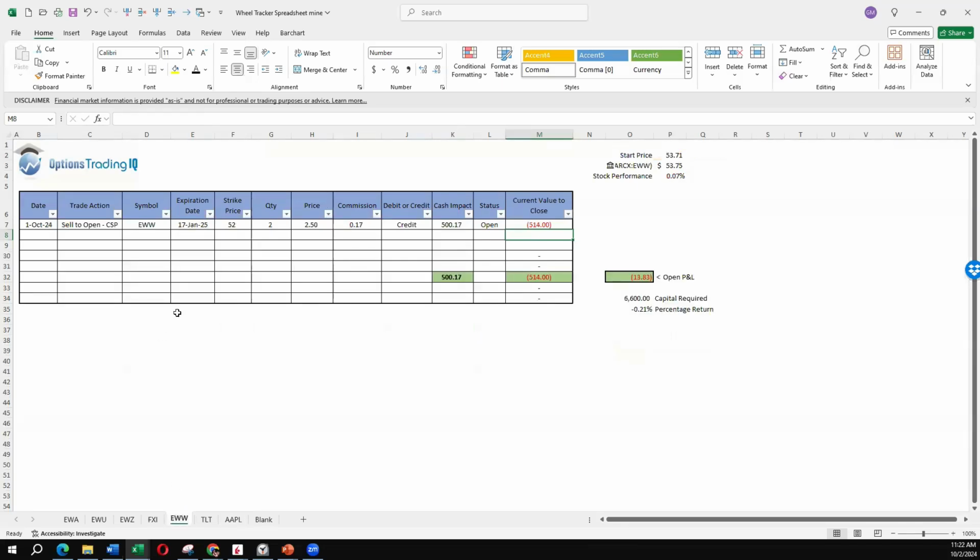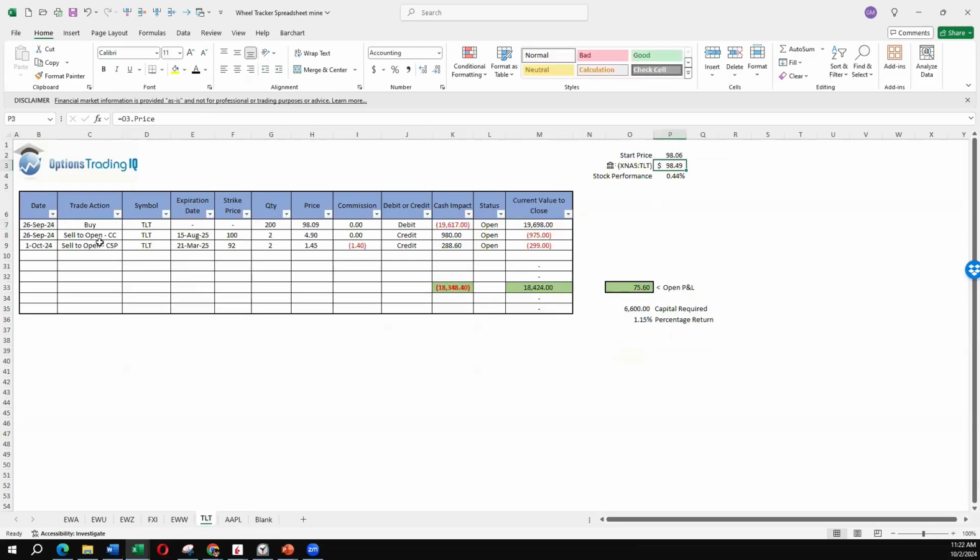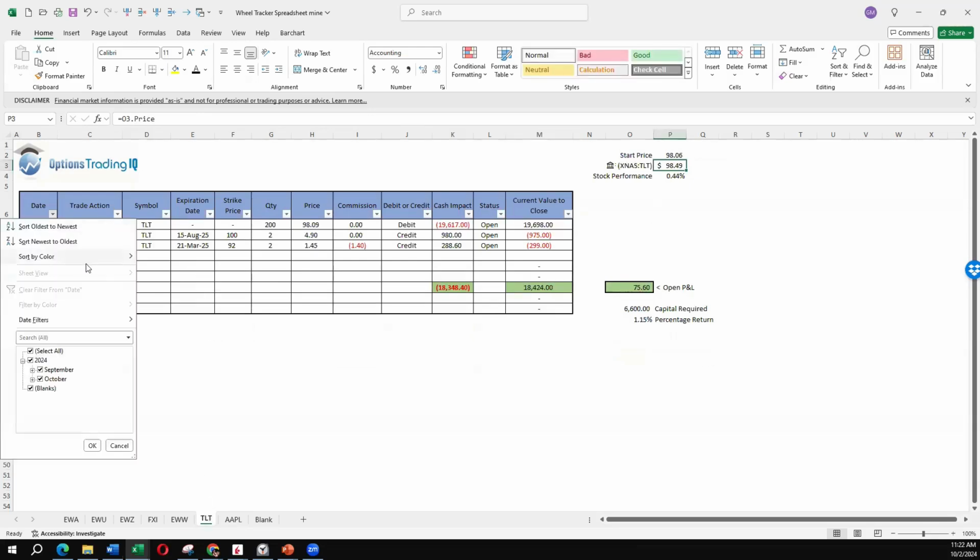This is one started a couple of days ago. EWW, strike price of 52, two contracts, price of 2.50, and I actually received a credit for the commission. So there's our cash impact, there's our value to close. Pretty simple example.